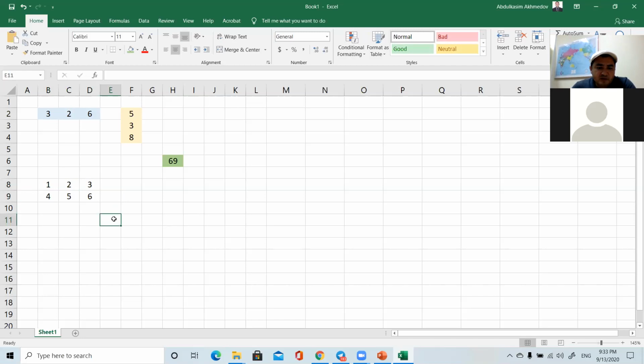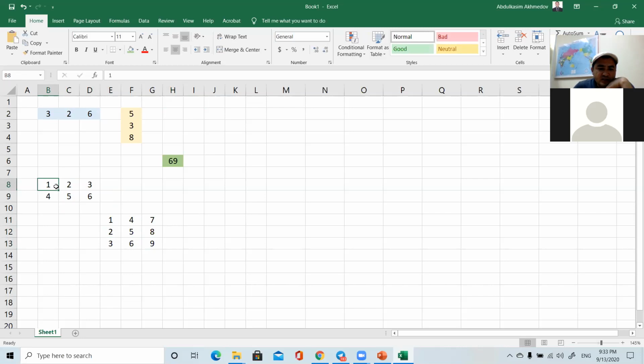I have another matrix here. Let's say this is 3 by 2, because this one is 2 by 3. Another matrix must be 3 by something. So that is, let's say 1, 2, 3, and 4, 5, 6. And I can even write here, let's say 7, 8, 9.